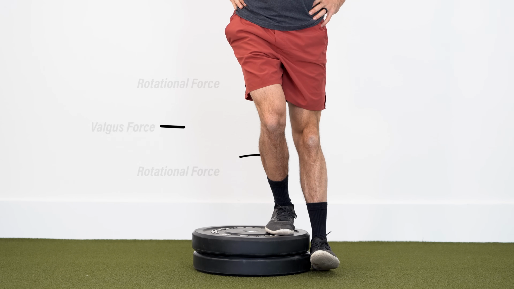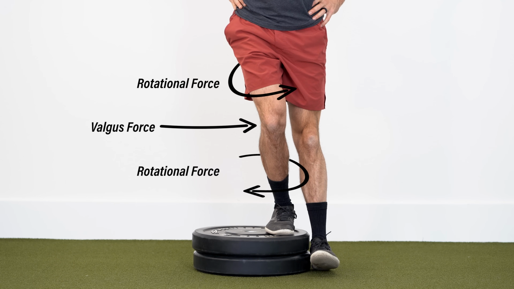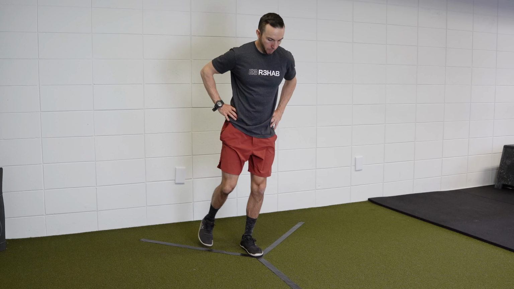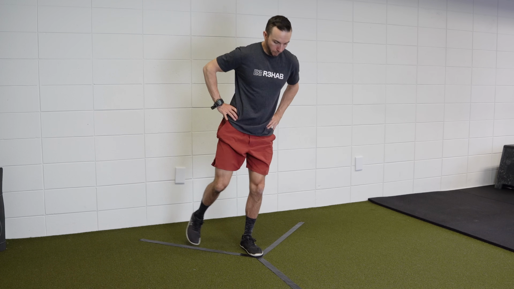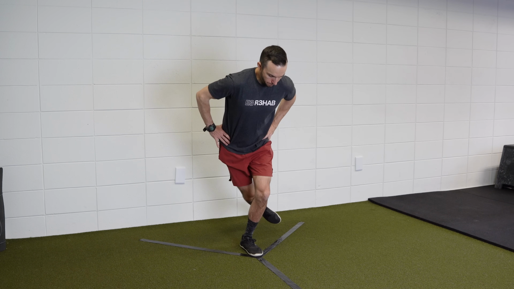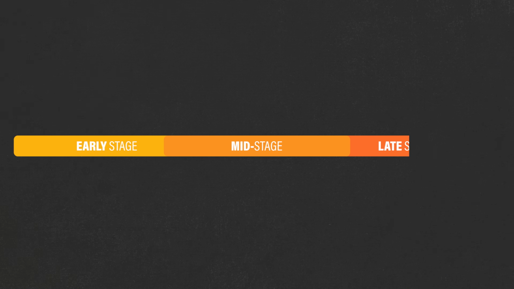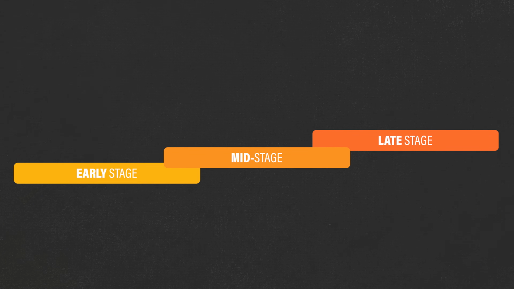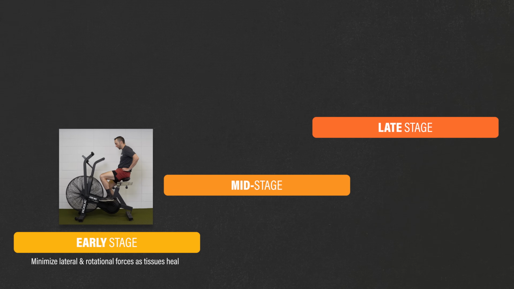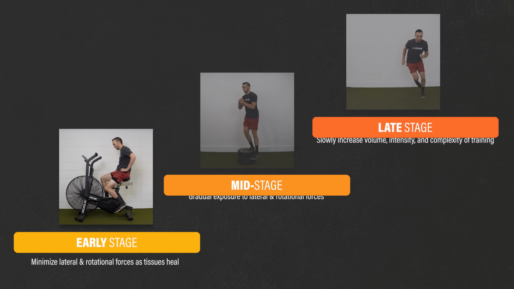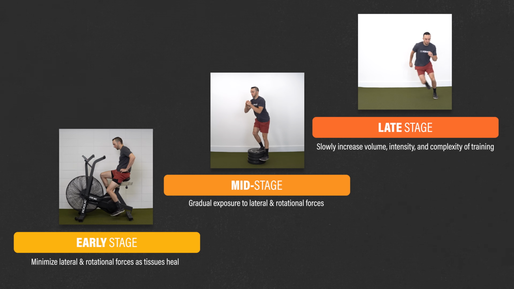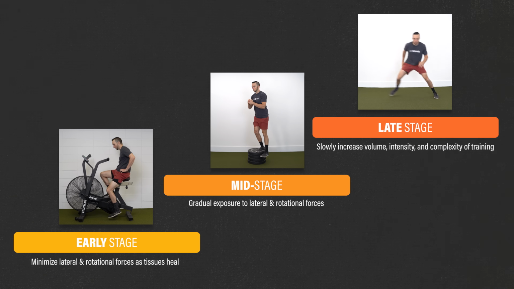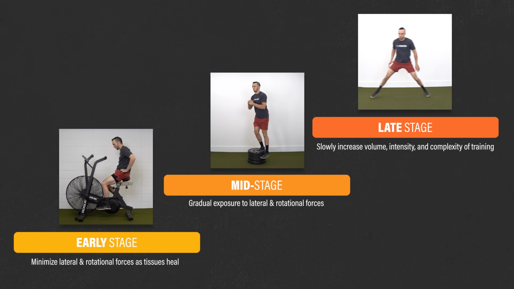As I mentioned earlier, the MCL stabilizes your knee against rotational and valgus forces. Therefore, the main goal of rehab is to gradually increase your tolerance to these stressors. In general, rehab will consist of 3 overlapping stages: early, middle, and late. In the early stage, you will want to minimize and protect against these forces as tissues heal. Then in the later stages, you will slowly increase your exposure to lateral and rotational movements in order to build your capacity and prepare you for the demands of your sport.